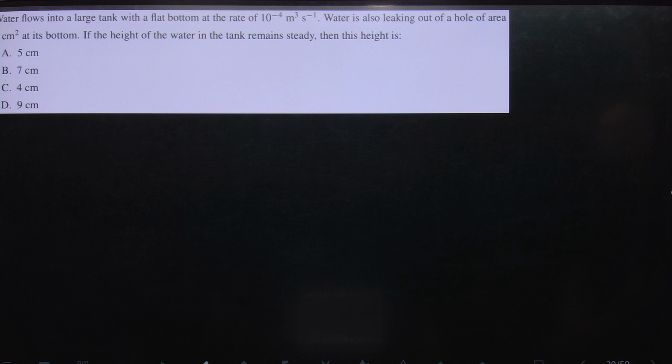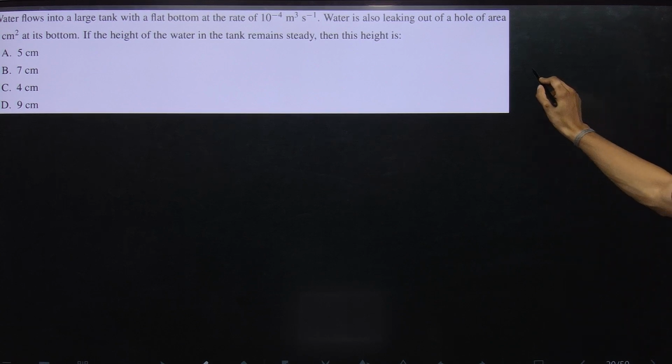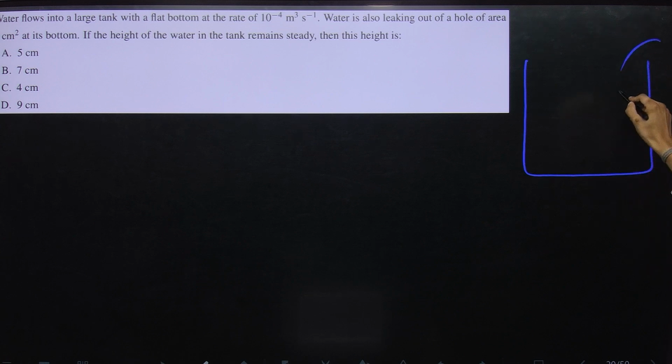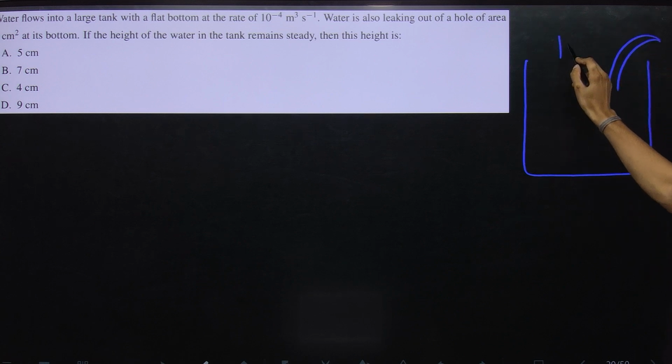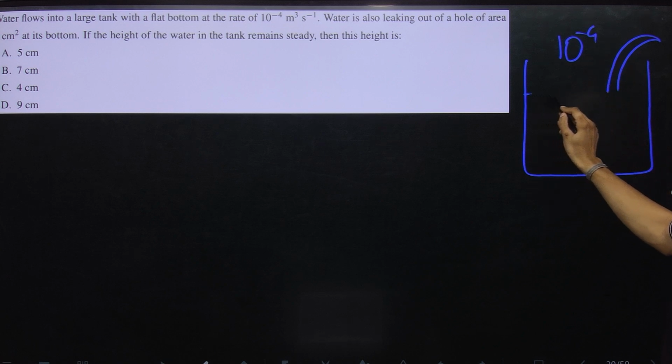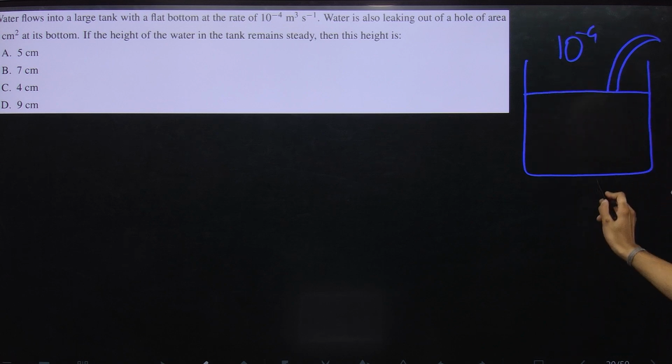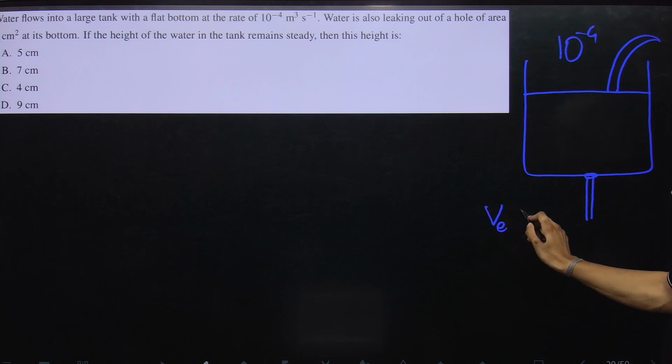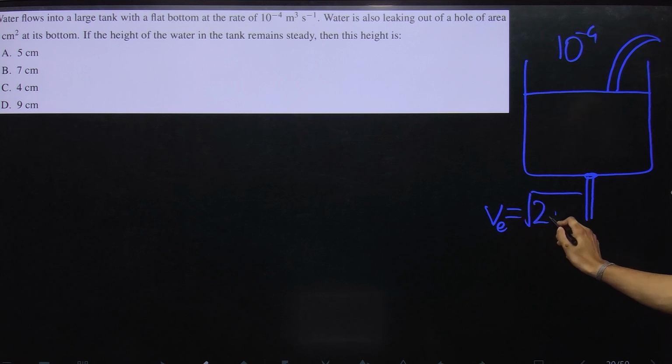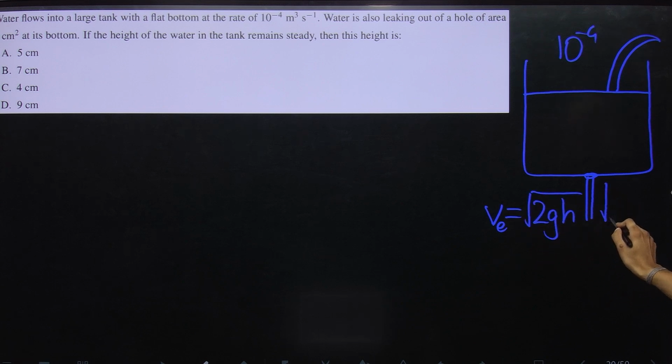Next question, we have the fact that water flows into a large tank at some constant rate and there is a hole of 1 centimeter square at the bottom. If we draw the tank like this, we know water is flowing in at a rate of 10 power minus 4. The level of the water remains constant. If we have a hole at the bottom, we know that water will also leak out with a velocity of efflux of under root 2gh. Water will leak out of the hole at the bottom.